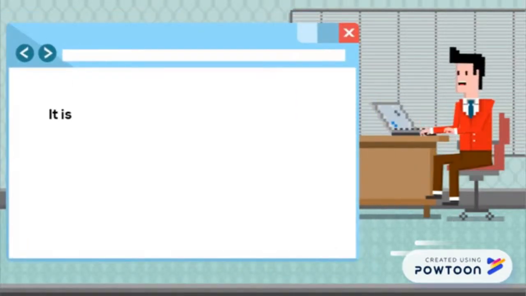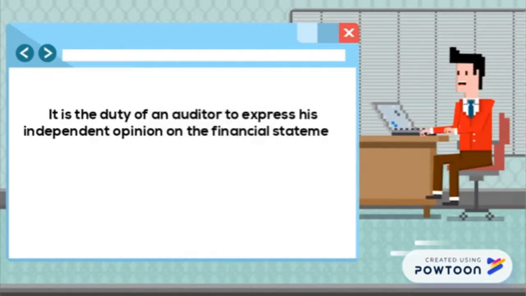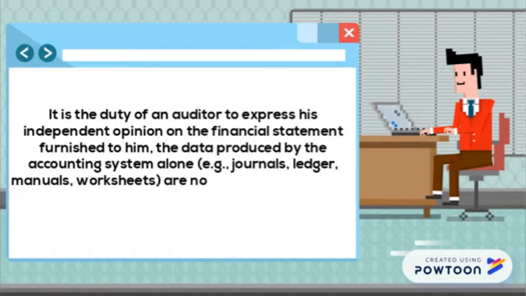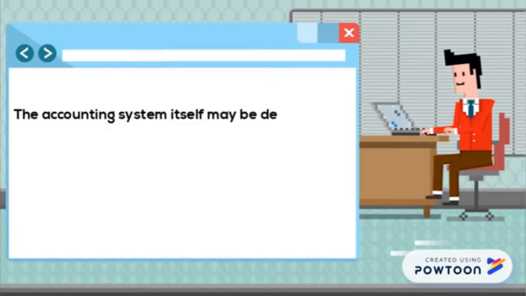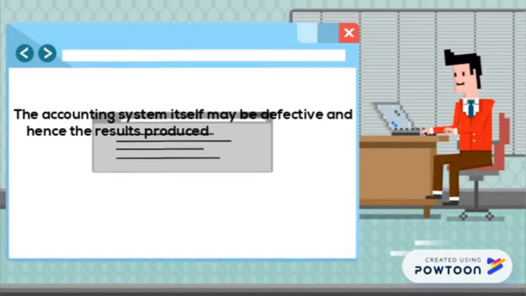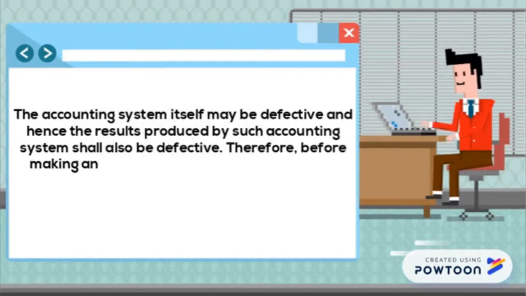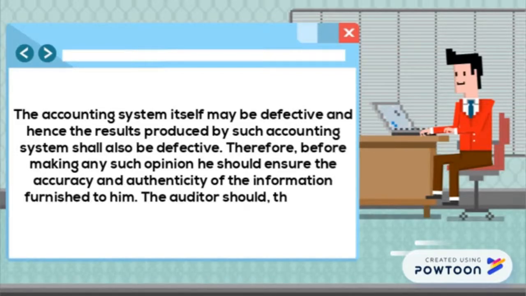In conclusion, audit evidence is important because it is the duty of an auditor to express his independent opinion on the financial statements furnished to him. The data produced by the accounting system alone are not sufficient to base his opinion. The accounting system itself may be defective, and hence the results produced by such a system shall also be defective. Therefore, before making any such opinion, he should ensure the accuracy and authenticity of the information furnished to him. The auditor should, therefore, gather all valid evidence and verify it.